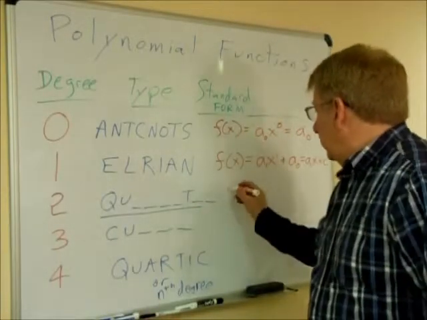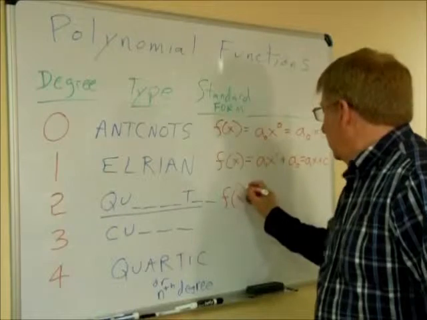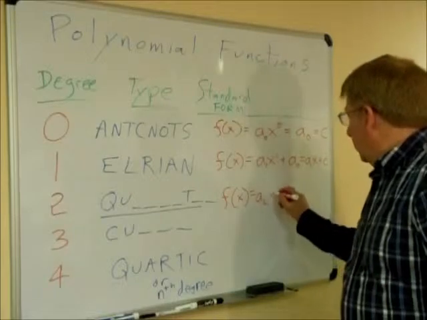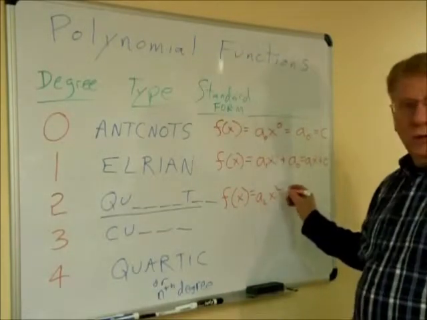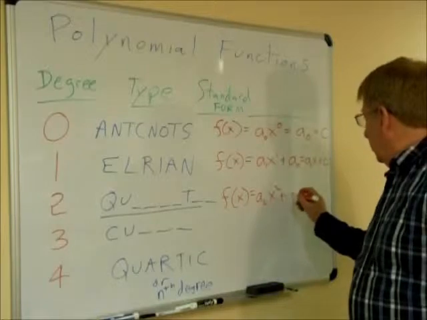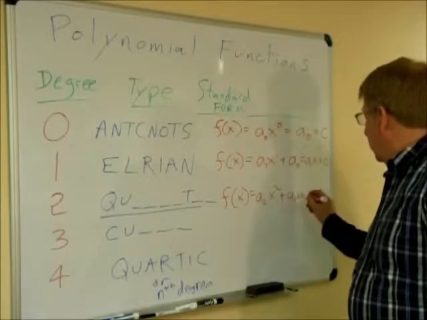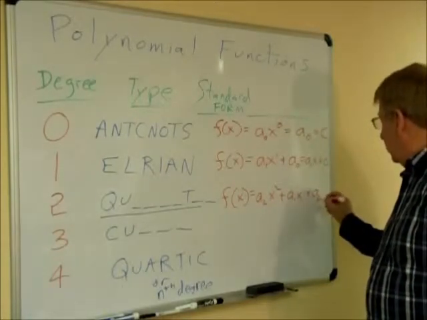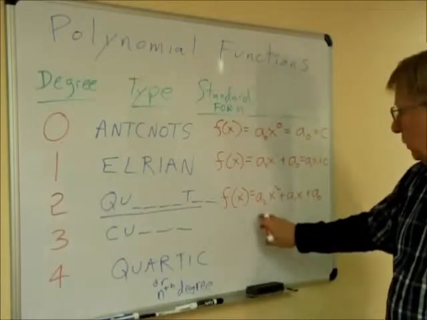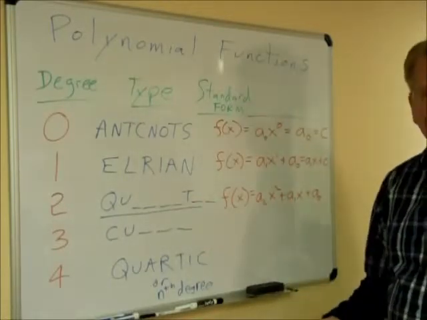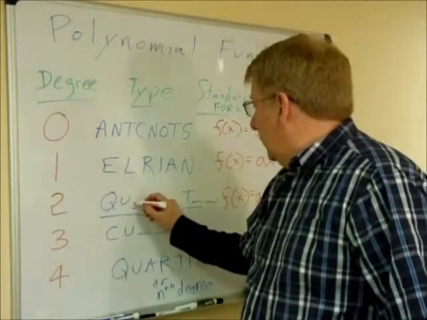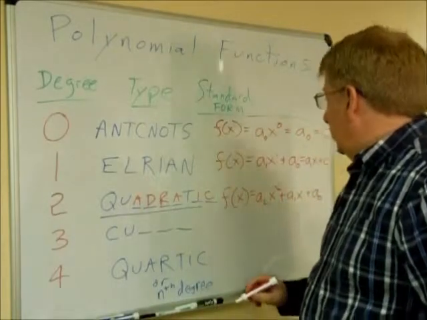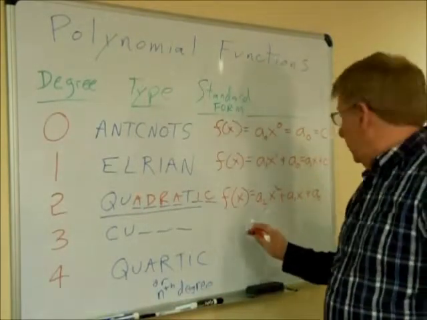Alright, if it's second degree, for that one we can put a sub 2 x squared. So you see our degree is 2, there's the 2. And then we have a sub 1 x, 1 is understood. And then we have a sub 0, which is a c. So that is, now what would that word be? I think we're far enough along we can go with that. So that's a quadratic. Quadratic is the type of the polynomial function.